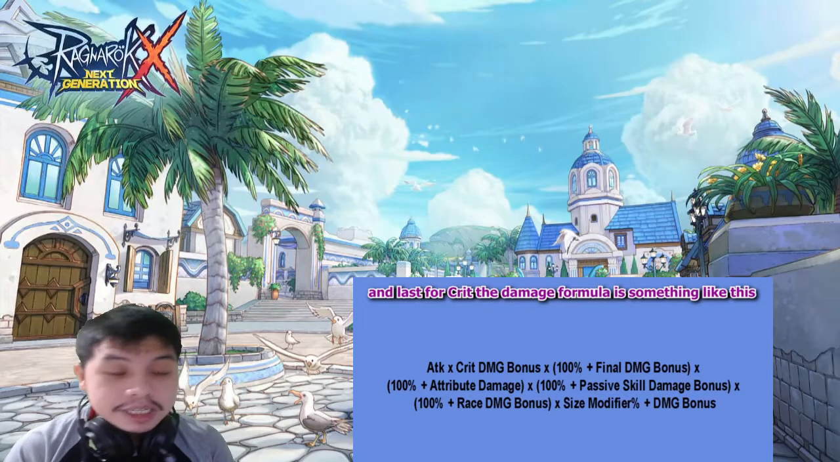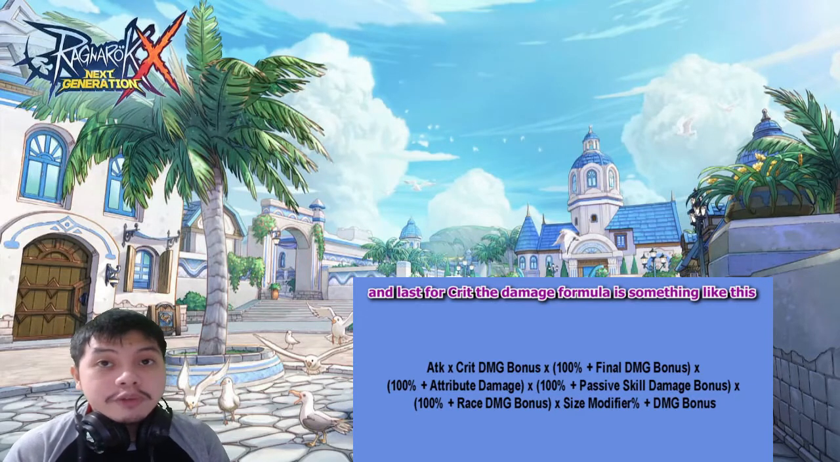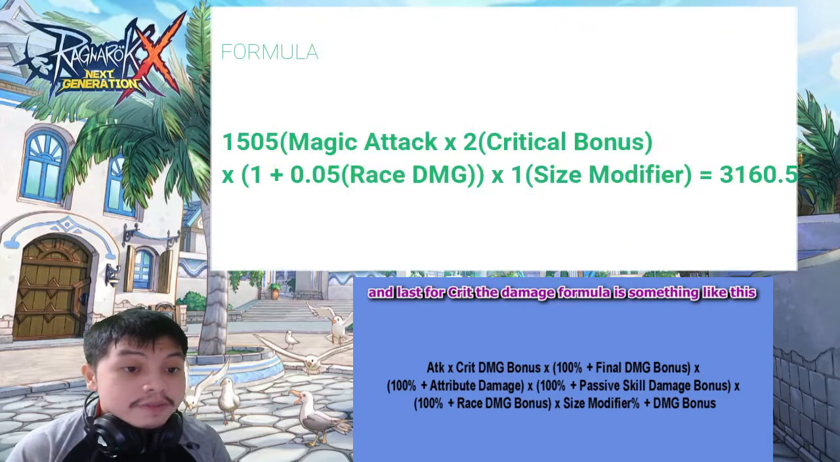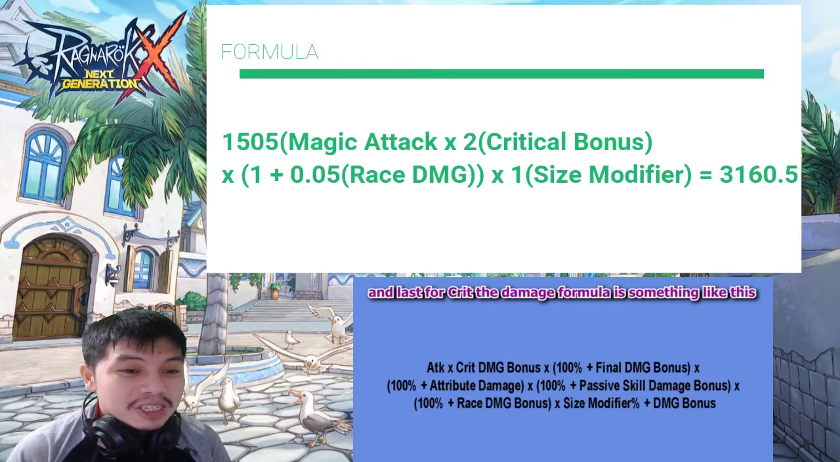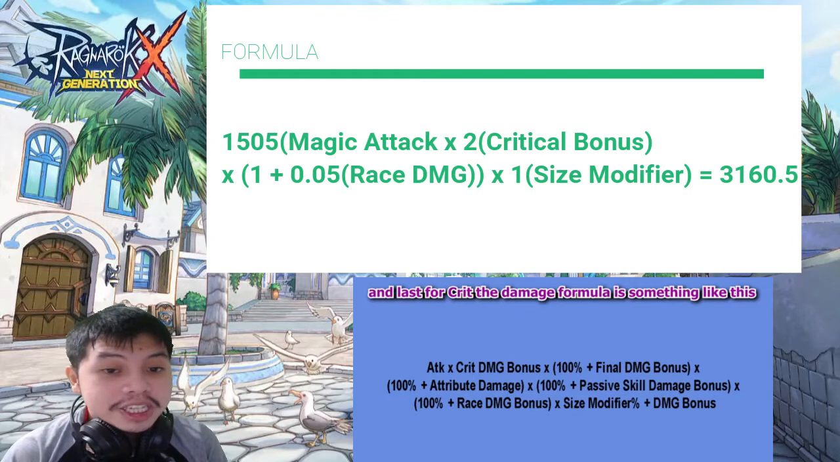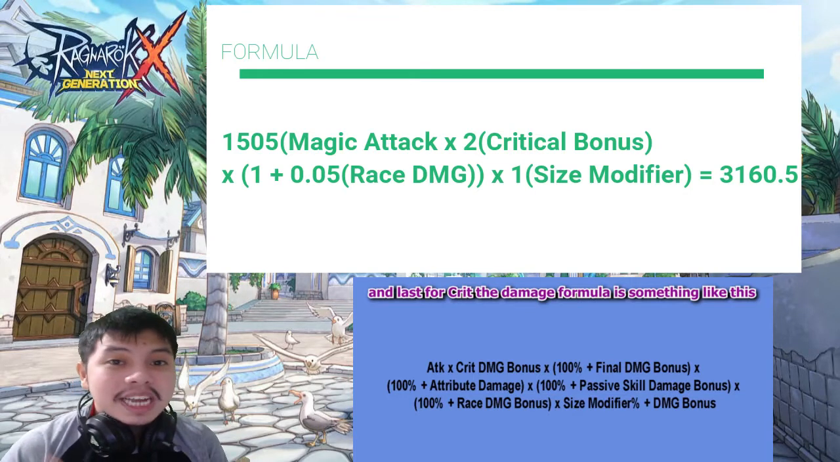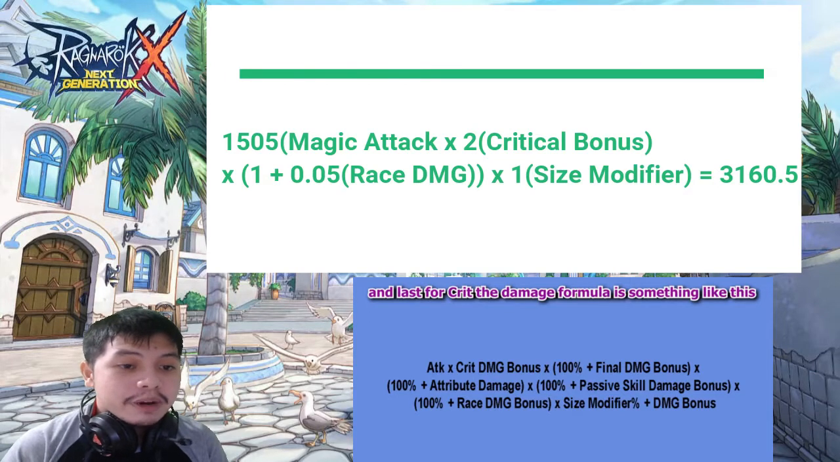And here is our overall total. Here's our overall formula. So 1505 magic damage times 2, which is the critical damage, times 1 plus 0.05, which is the racial damage, times 1, which is the size modifier, and the total now is going to be 3160.5. Alright?